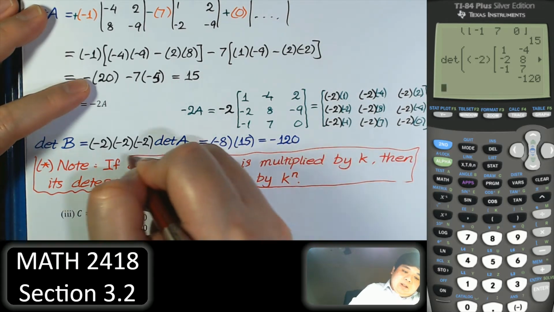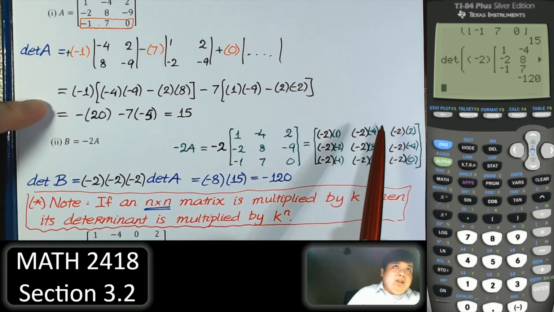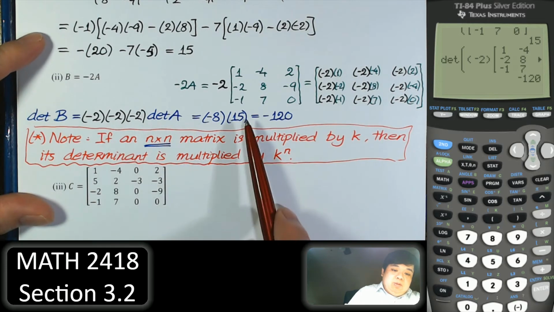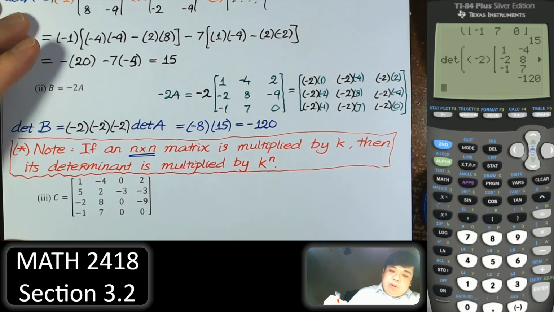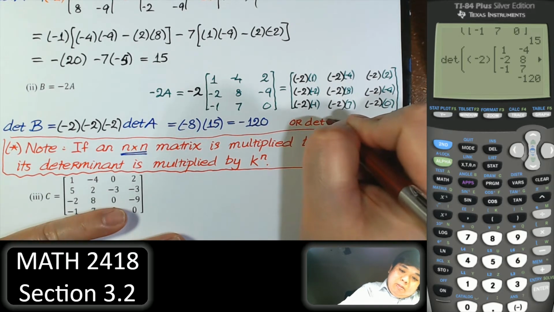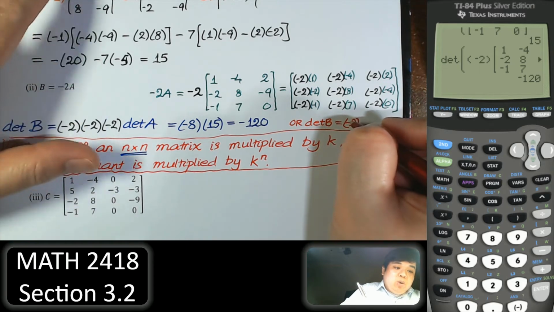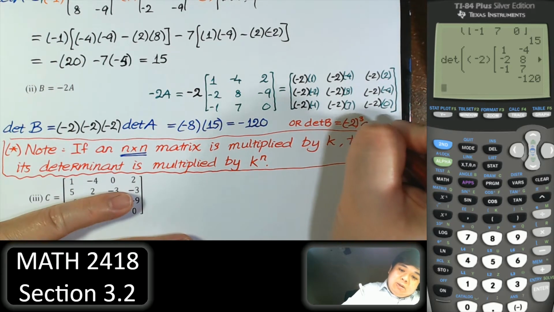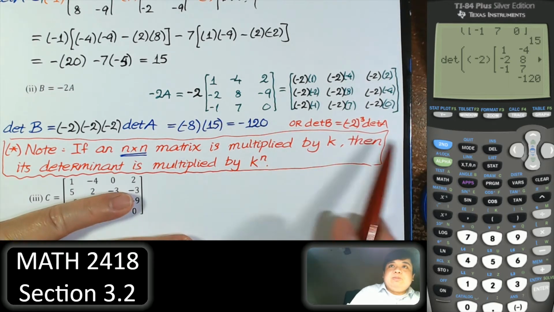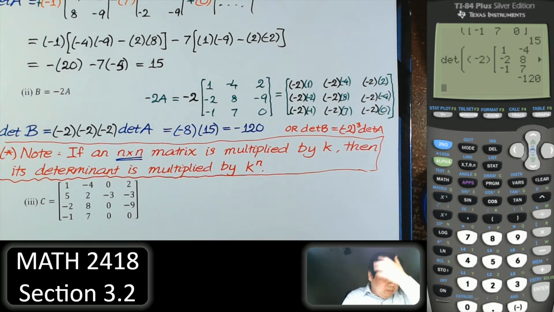So we don't have to multiply it out and find the determinant. If we already have the determinant of A, just take this example: the determinant of B is equal to -2 to the power of 3, since this is a 3 by 3 matrix, times the determinant of A. In our example, we use that property here, which is -8 times 15.